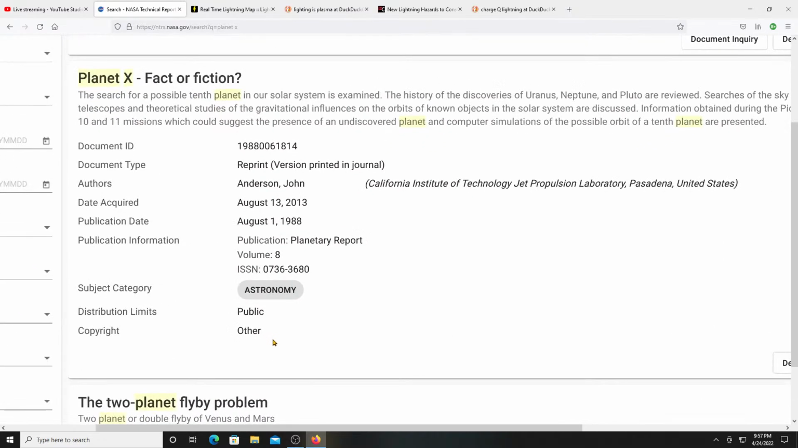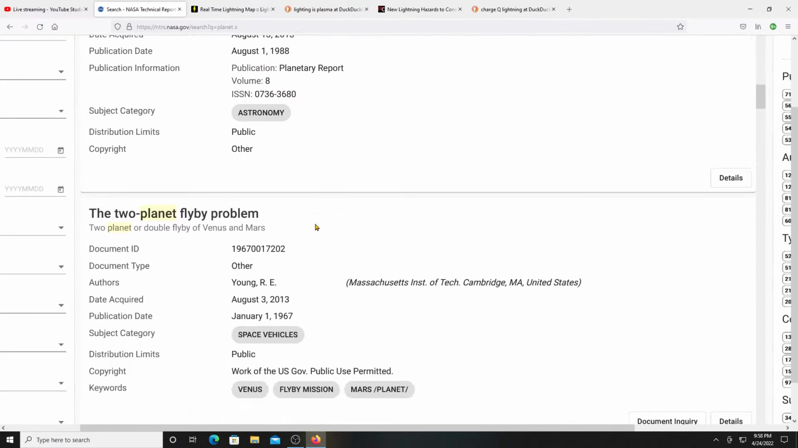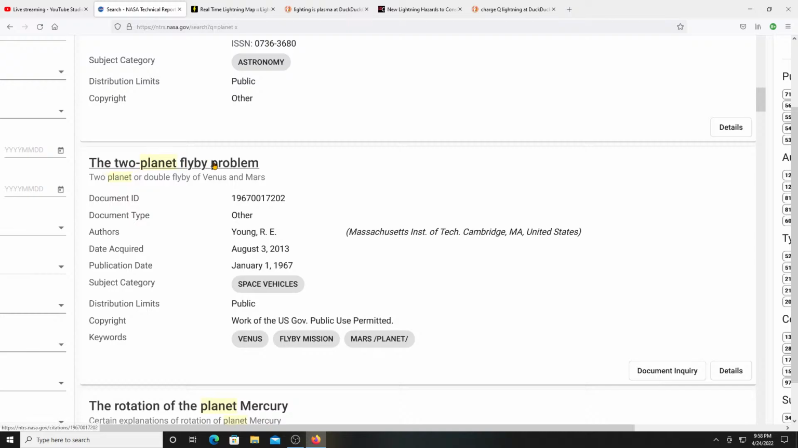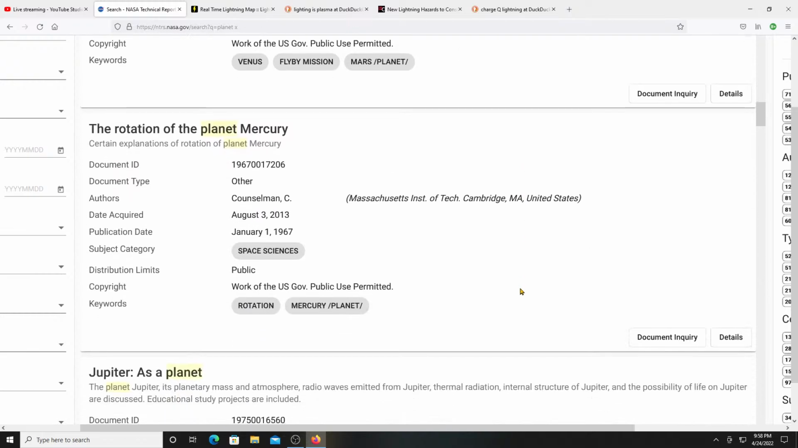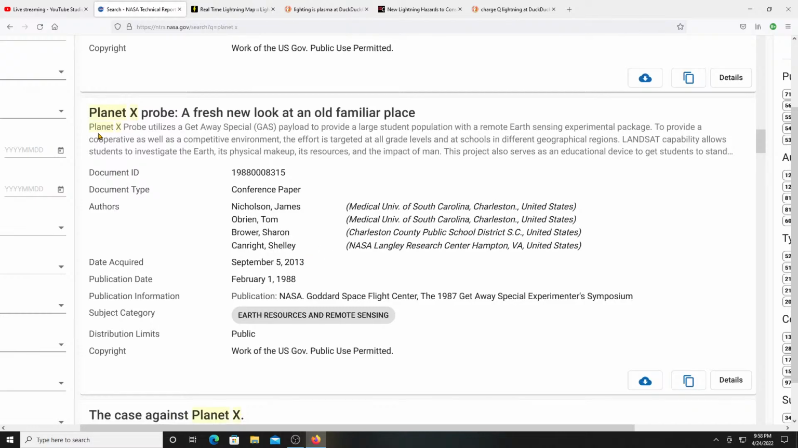This is back in 2013, you all. They had to go through all of this. They did. They went through all of this. The 2-planet flyby problem. What do they mean, 2-planet? The rotation of Mercury, Jupiter as a planet, Planet X. Yes. And you all just coming in on here.